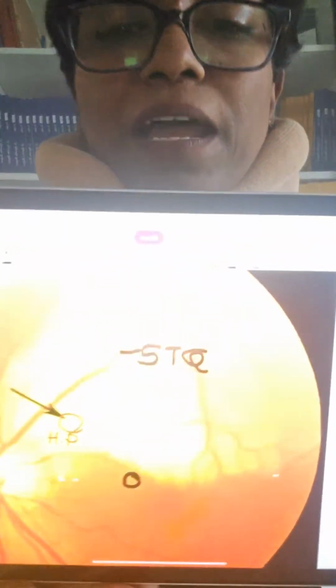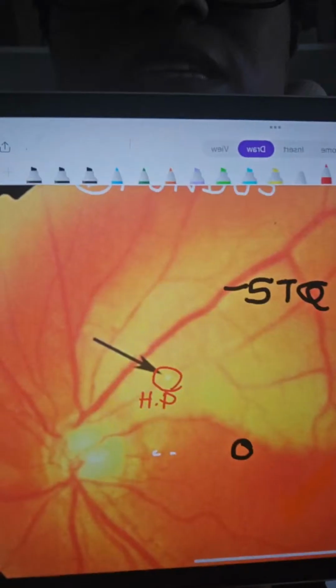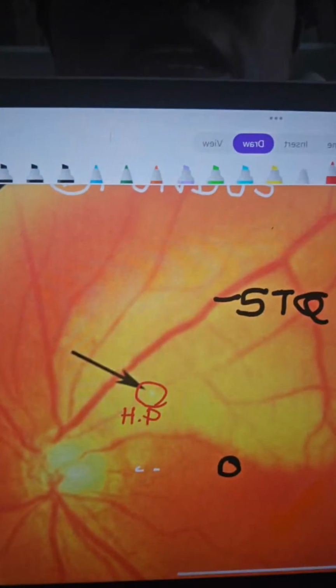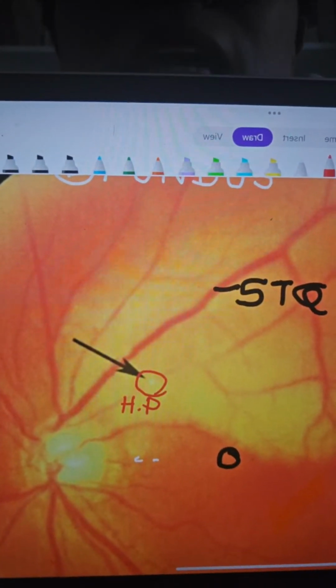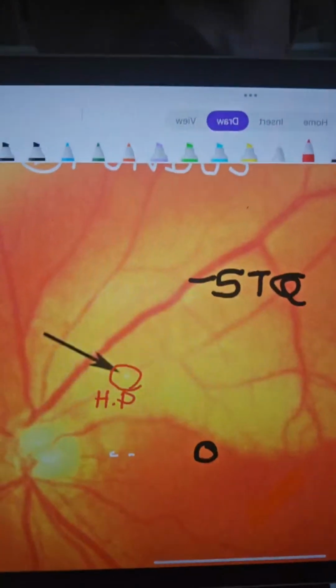So Hollenhorst plaque is not necessarily only in central retinal artery occlusion. You can see it even in branch retinal artery occlusion. And what is a Hollenhorst plaque made up of? Yes, that small refractile body. Can you see? All right.